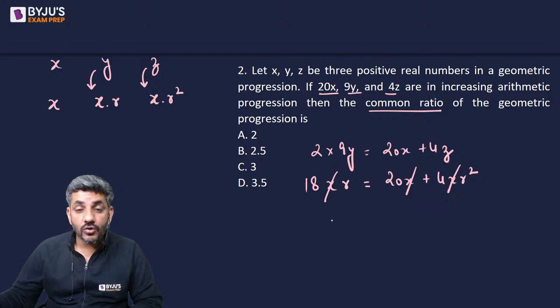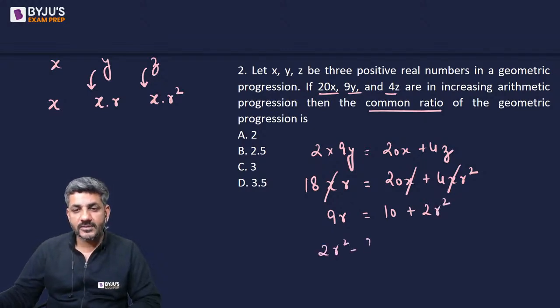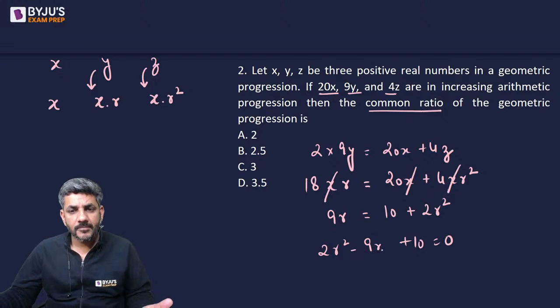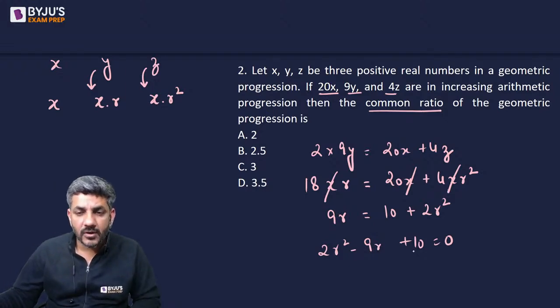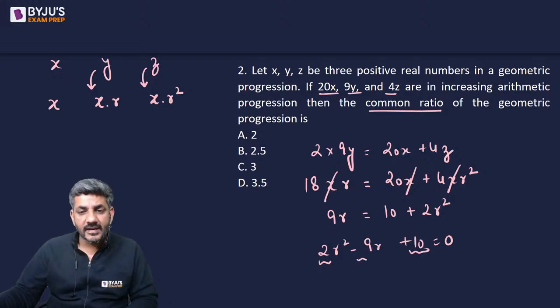I can take out 2 common and I will have 9r is equal to 10 plus 2r square. Take that 9r on the other side, I would have 2r square minus 9r plus 10 is equal to 0. So the quadratic can simply be solved. 10 into 2, 20 should be the product of the roots, right? C into A should be the product of the roots, and minus 9 is the sum.